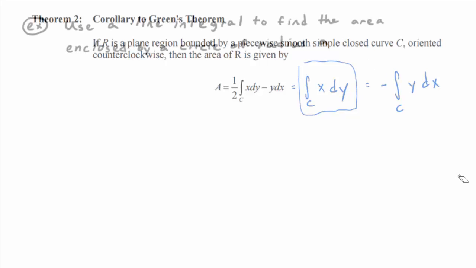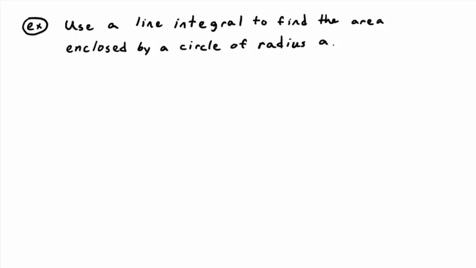So let's do that. Let's use a line integral to find the area enclosed by a circle of radius a. So this will be the weirdest way you ever find the formula for the area of a circle. But this will be good practice as well, because if we're going to use a line integral to find the area of a circle of radius a, we're going to need to parameterize the boundary of that disk, the boundary of that circle, right? What would the parametric equations be?